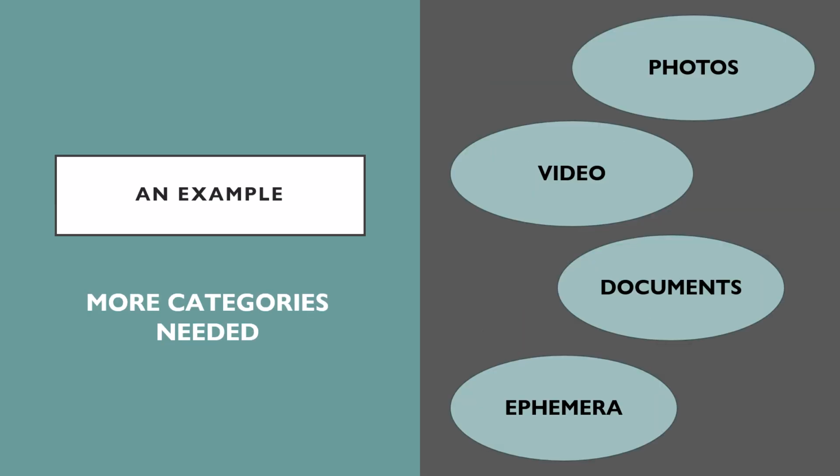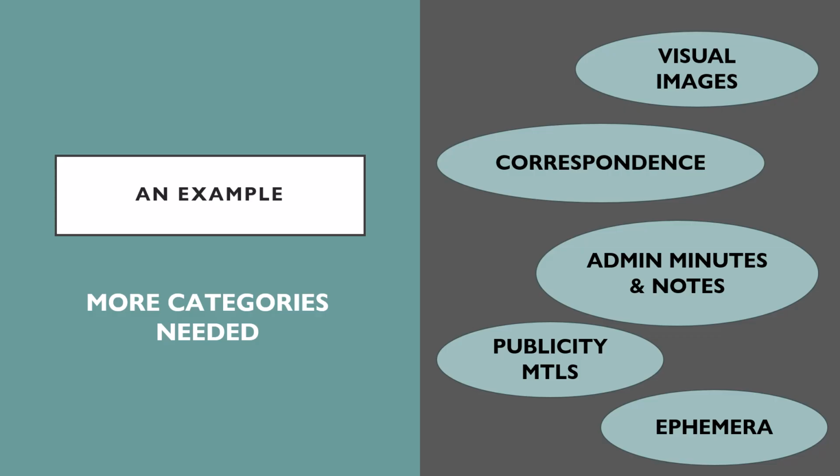For organizations that may have more material, or that have one particular type of thing, such as photos and video, that is much larger than other parts of your collection, you might consider breaking it down into a little more detail, such as photos and slides, video, documents, and ephemera.